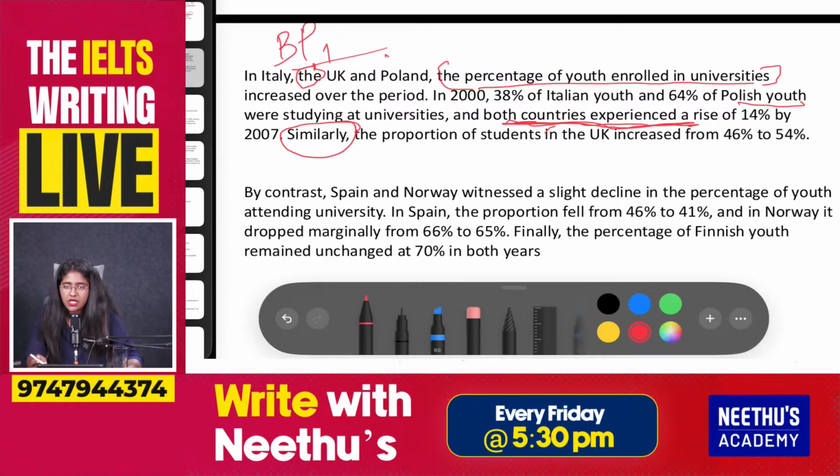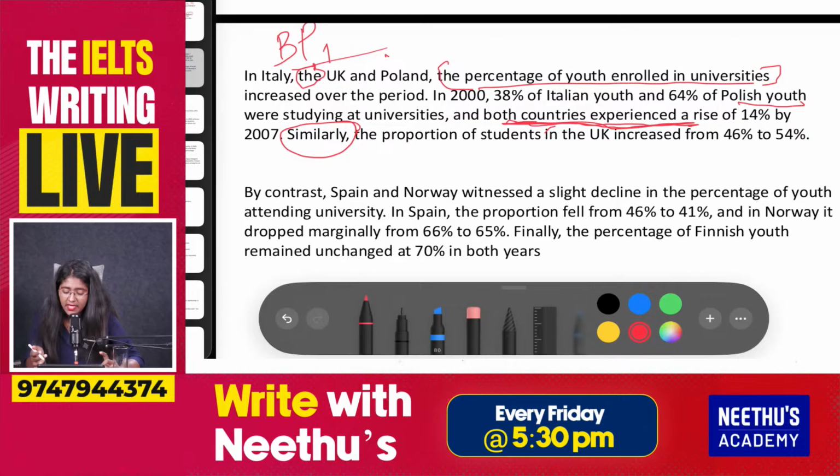Okay, so now we'll move on to the next paragraph, which is "by contrast." Here you should be talking about something in contrast. What do you mean by contrast? Contrast colors, black and white, something opposite. So if you're going to talk about something opposite, you can write "by contrast."